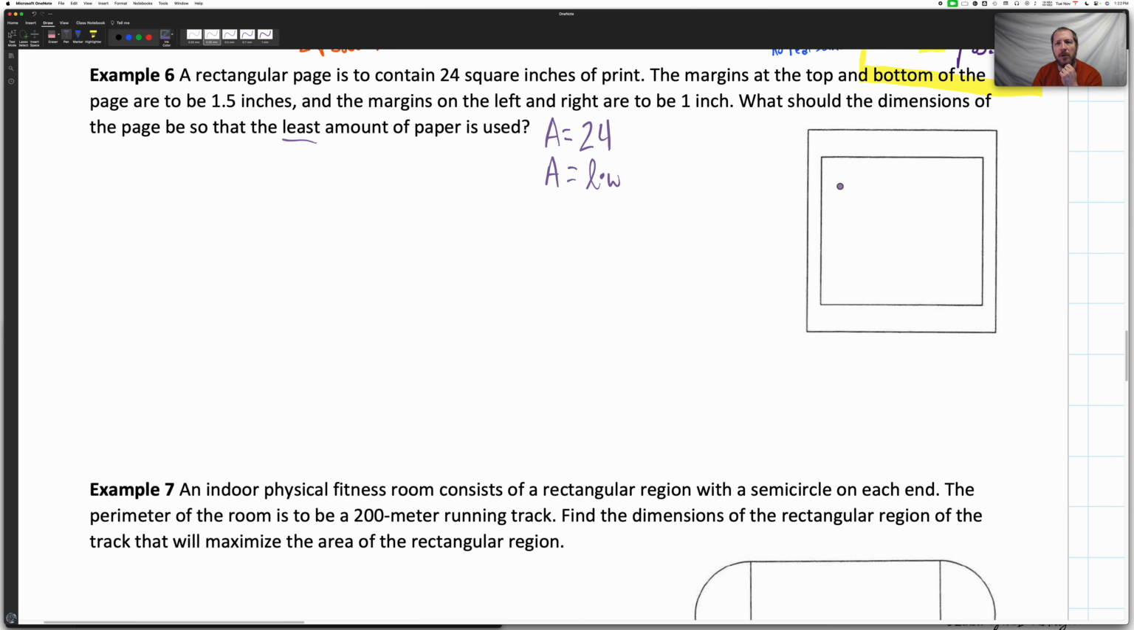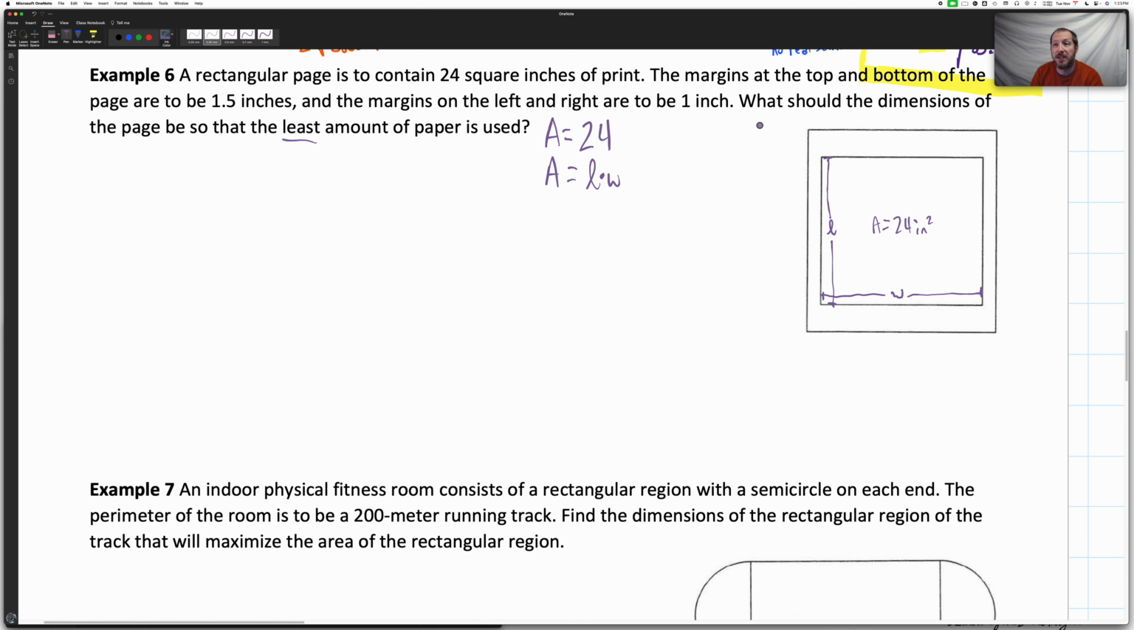So now let's label our diagram. They give us a little visual over here. So let's see, the area on the inside, this inner rectangle, this is where our 24 square inches comes from. So that means the length is this here, from here to here, and the width is this here.